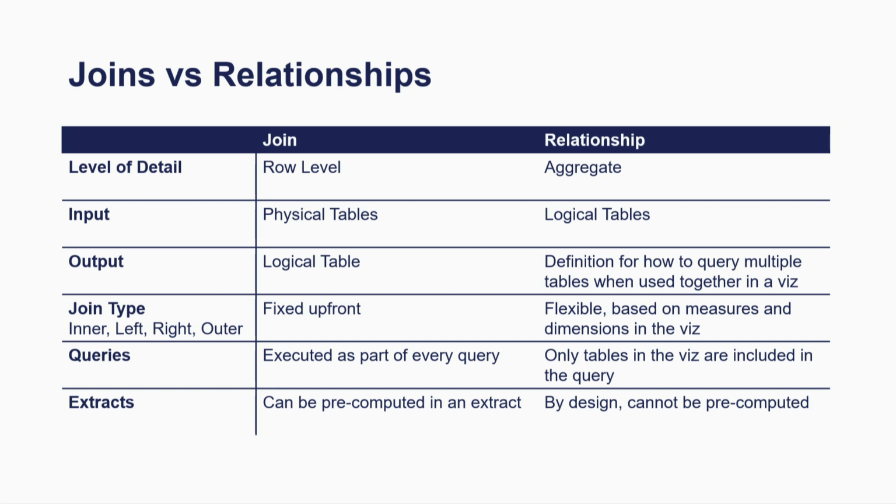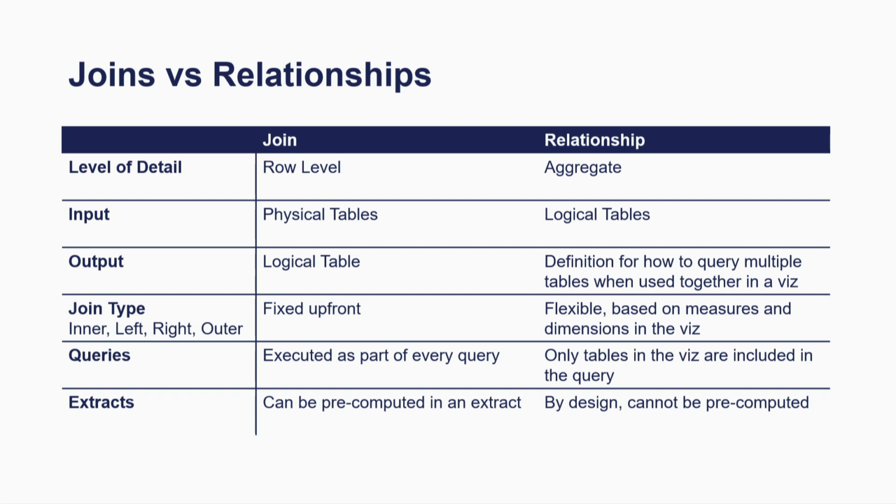In terms of the queries, a join is executed as part of every single query. So if you create a data source today that has 20 different tables joined together, Tableau will join all 20 tables in every visualization, all of the time, which with live connections can cause some challenges with performance. With relationships, we only join the tables that are required in the visualization. So if you create a model with 20 tables and only use 2, only those 2 tables will be joined.